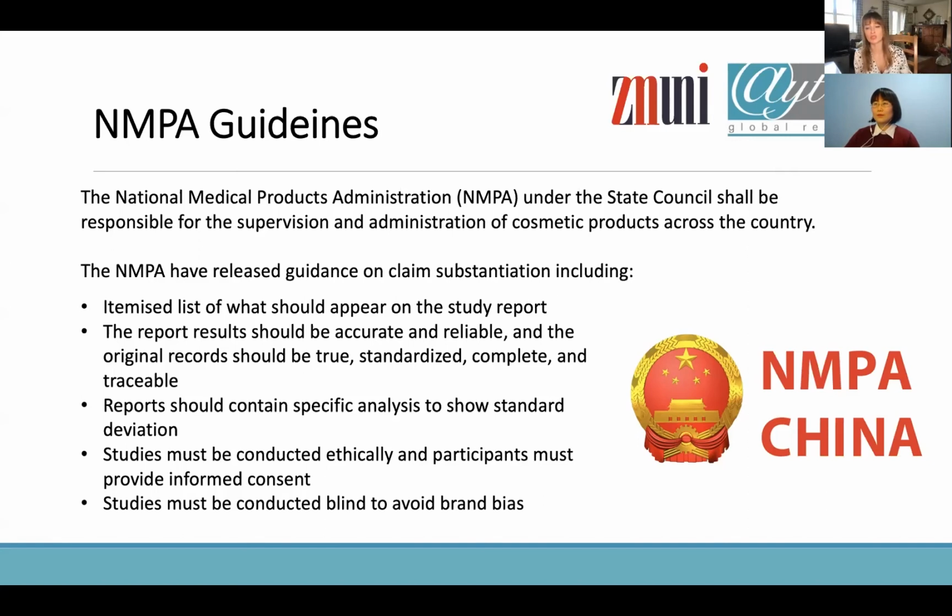And obviously studies need to be blind to avoid any brand bias. That is hinted at in other regulations, but it's not necessarily given clear guidance. In China, it has to have no branding on it. There can't be any bias behind it. These are all things I've always recommended to my clients to follow, and guidelines I've always given out, but in other territories it isn't written out this clearly in guidance.